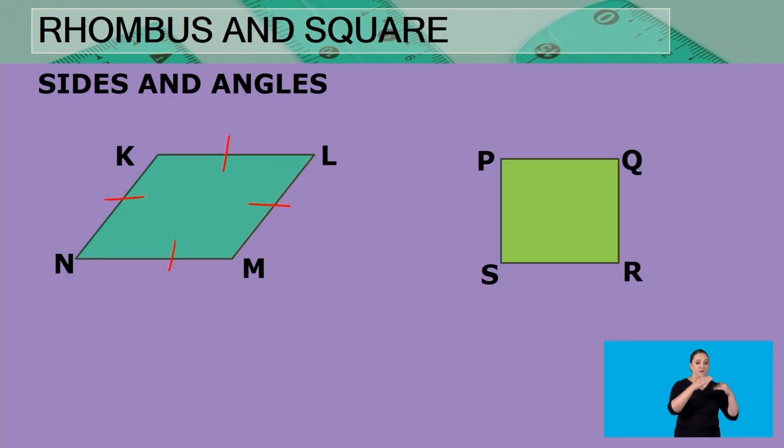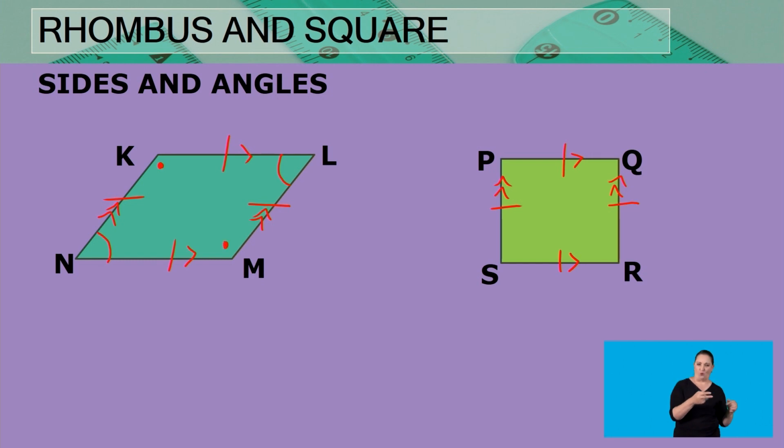So when it comes to the sides, with a rhombus, all of the sides are equal. With a square, all of the sides are equal. When it comes to the two pairs of opposite sides, yes, two pairs of opposite sides are parallel to each other. Parallel to each other with a square, and also parallel to each other with a rhombus as well. So the properties of the sides are the same. When it comes to the angles, the opposite angles are equal.